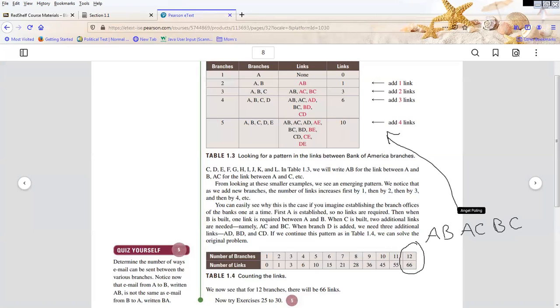We'll need another 66 links to go from BA, CA, CB, etc. 66 plus 66 is 132.